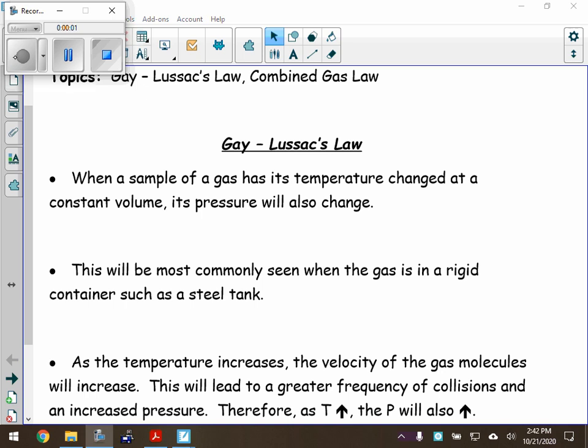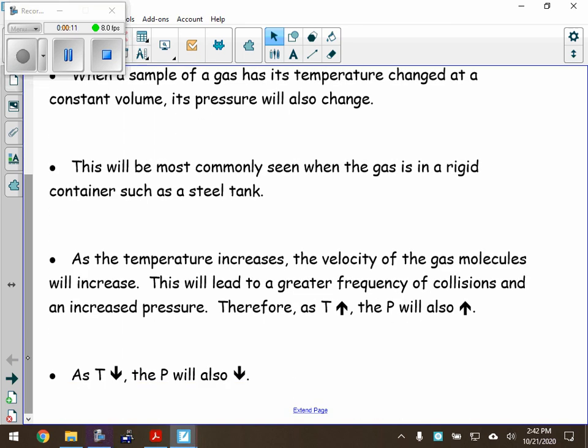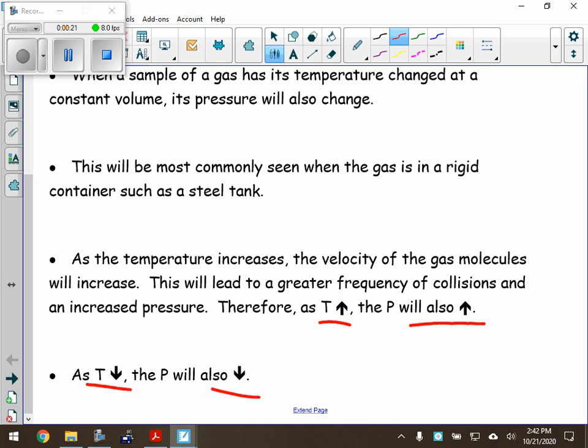Grade 6, Gay-Lussac's law. This one, of course, we talked about pressure, volume, temperature. This one talks about pressure and temperature. This is where the volume is usually consistent or constant. So the volume is usually like a steel container, for example. If the temperature goes up, the pressure is going to go up. If the temperature goes down, the pressure goes down.